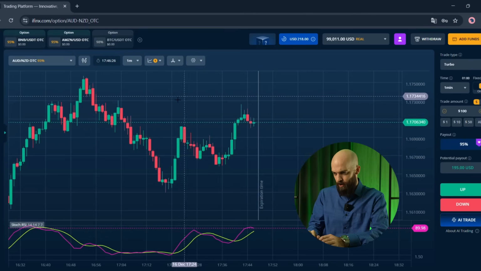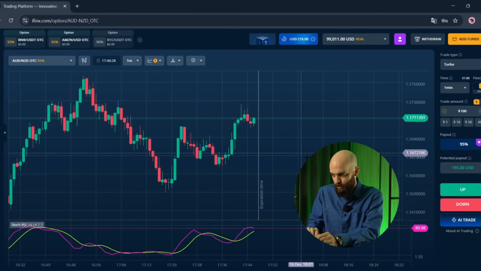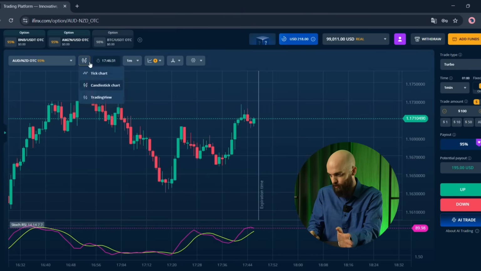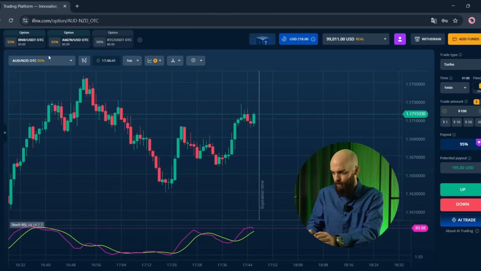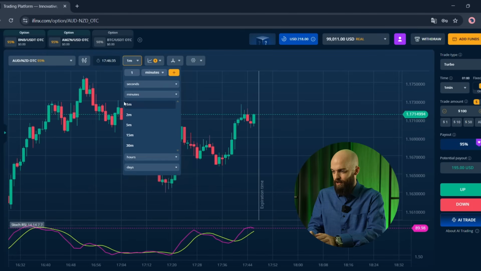Let's get to the screen. All right, we're here on the iFinex platform. Chart type is candlesticks. On the 1 minute chart, candles show what matters most: impulse speed, wicks, and where one side starts losing strength. I open the instrument list and choose the Australian dollar, New Zealand dollar. Payout is 95%. For a series, that's very comfortable mathematically. Next, I set the time frame to 1 minute.